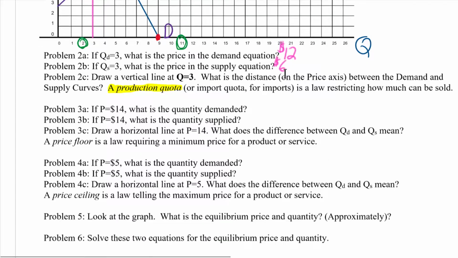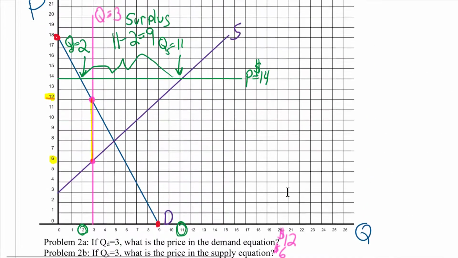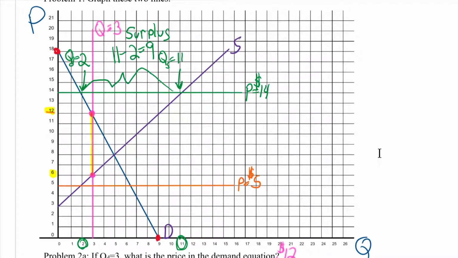Now, what about at a price of $5? What would the quantity demanded be? What would the quantity supplied be? Draw a horizontal line, and let's talk about it. So, price of 5. So, at a price of $5, let's see.